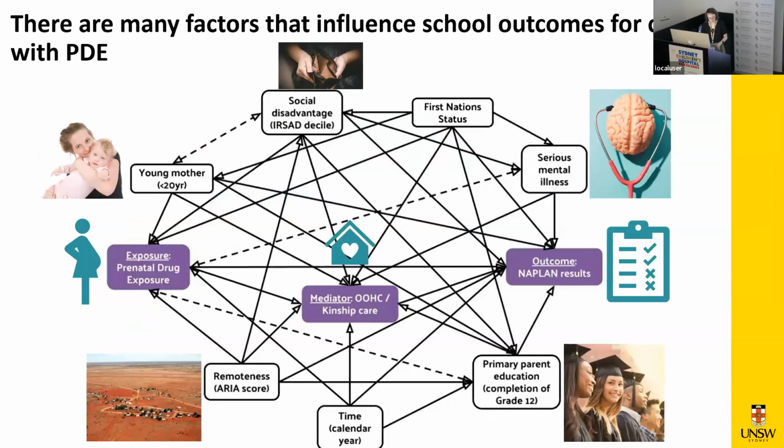We know that the interaction between these factors is complex, and to better understand the potential causative roles of PDE and out-of-home care, we undertook causal mediation analysis. This very complex map shows our exposure, PDE, the outcome, NAPLAN results, and our mediator, out-of-home care, shown in the middle. We adjusted for a range of confounding factors known to affect school outcomes, which are shown in the periphery.